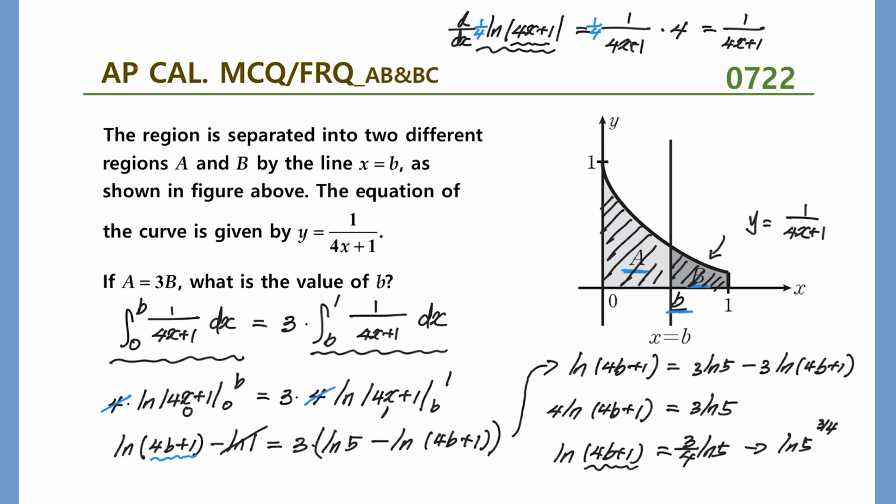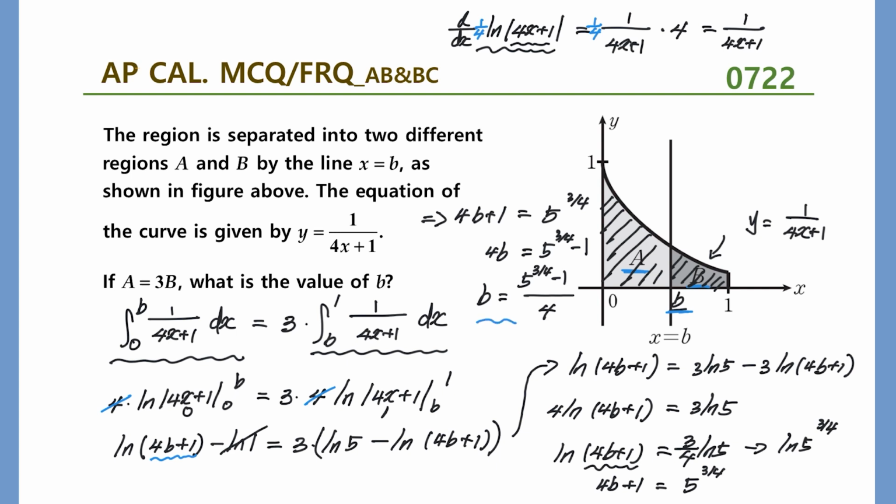So 4b plus 1 must be equal to 5 to the power of 3 over 4. Okay, so what is b? Let's write right over here. We have 4b plus 1 is equal to 5 to the 3 over 4. So 4b is equal to 5 to the 3 over 4 minus 1. So b is equal to 5 to the 3 over 4 minus 1, over 4, right? This is our b.